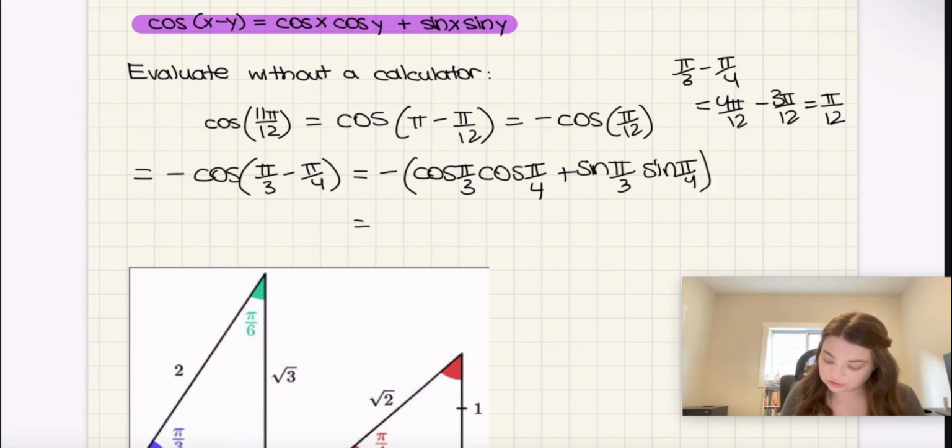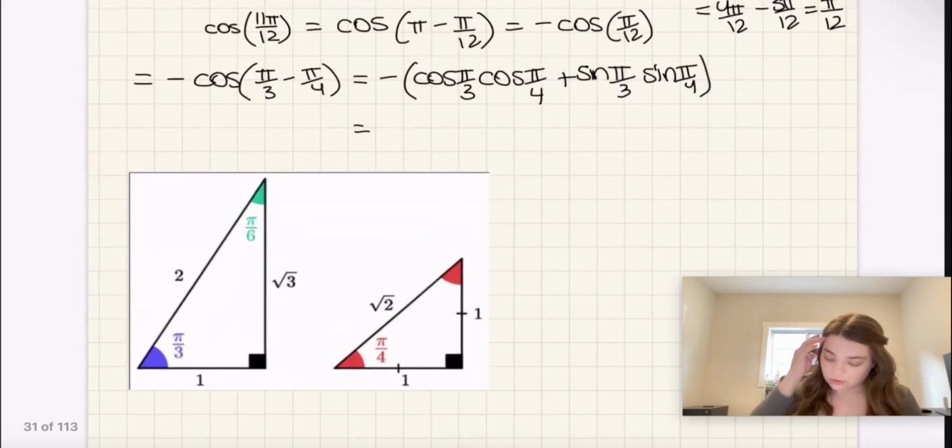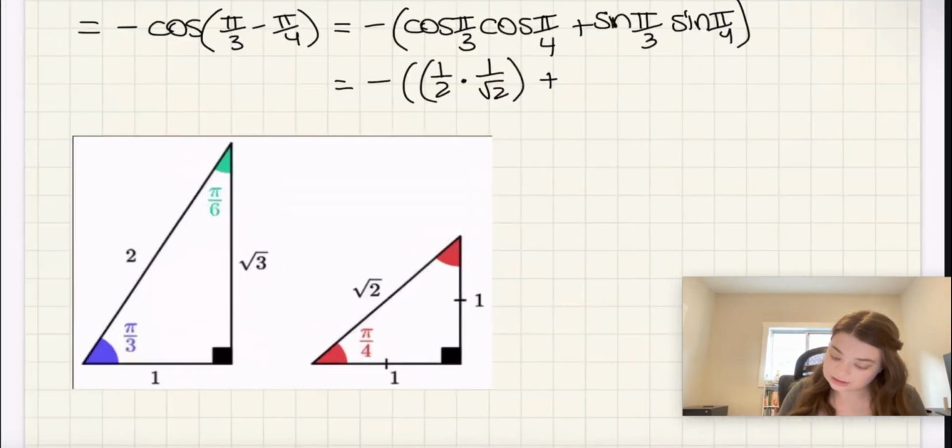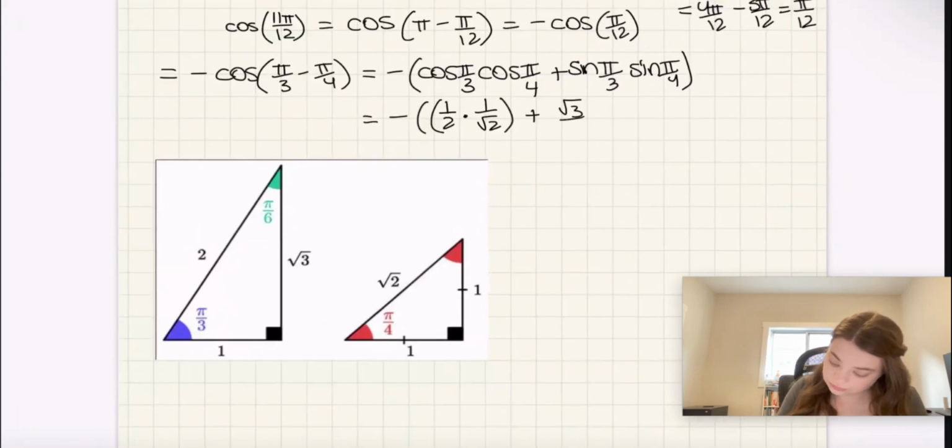Okay, and then we're going to use the special triangle to figure out what that is. So what's cos of pi over 3? According to the special triangle, it's going to be 1/2 because it is adjacent over hypotenuse. And then what's cosine of pi over 4? That's going to be 1 over root 2. Then we have sine pi over 3, which is opposite over hypotenuse, so that's root 3 over 2, times sine pi over 4, which is 1 over root 2. And then let's simplify this further.